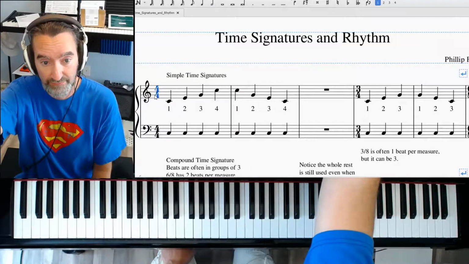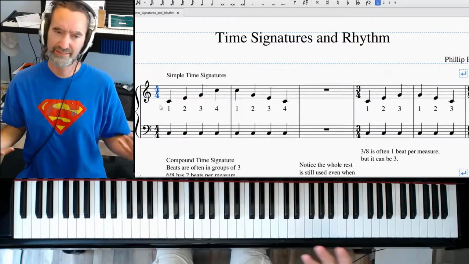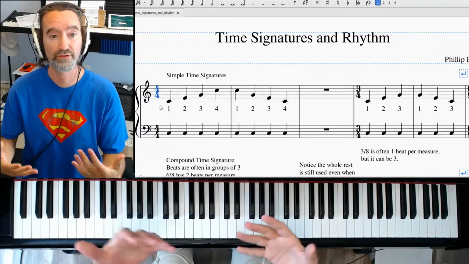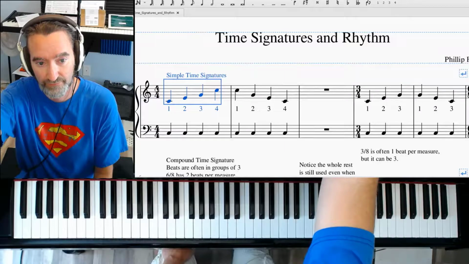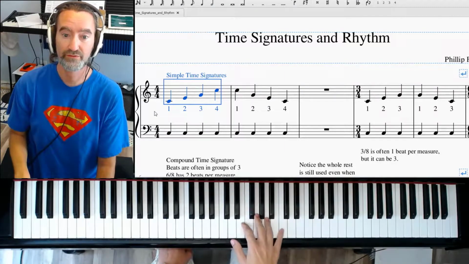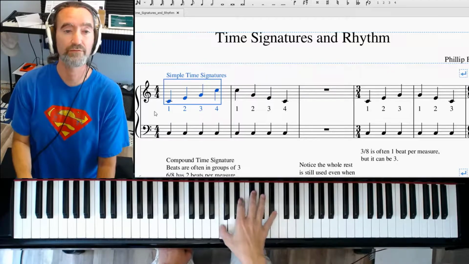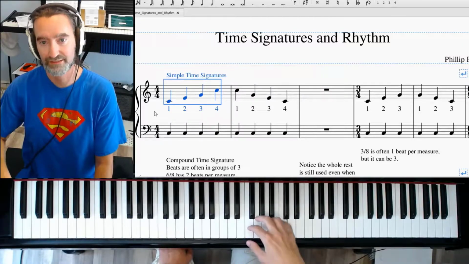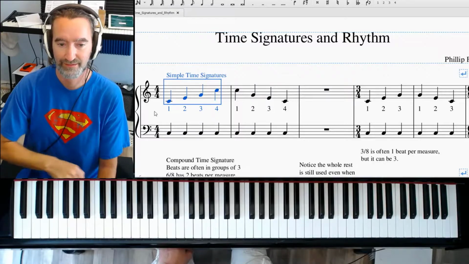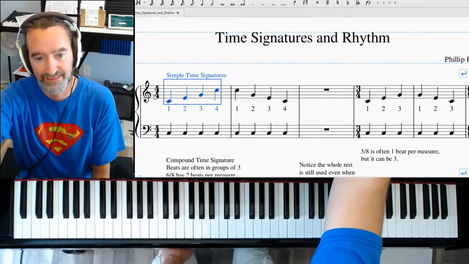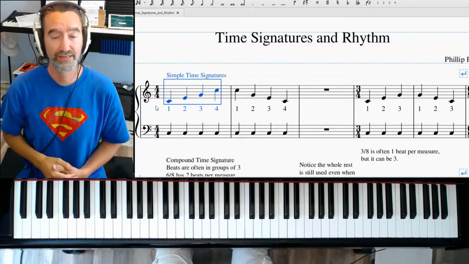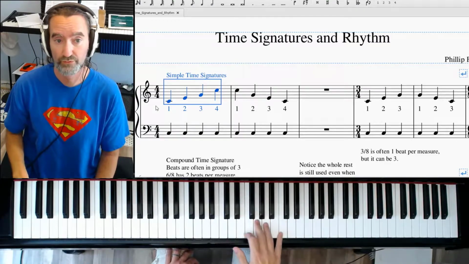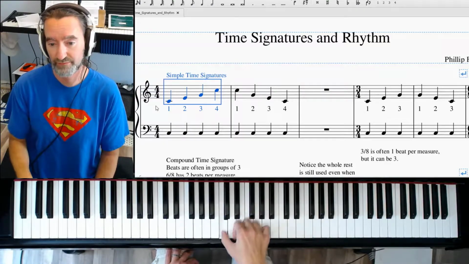So the 4 is going to be a quarter. Think of it like a fraction, 1/4 quarter. So in this measure, we have 4 quarters. 1, 2, 3, 4, 1, 2, 3, 4. All right, that's that time signature. And it's going to feel like 4. It's going to feel kind of like a march. 1, 2, 3, 4, 1, 2, 3, 4.